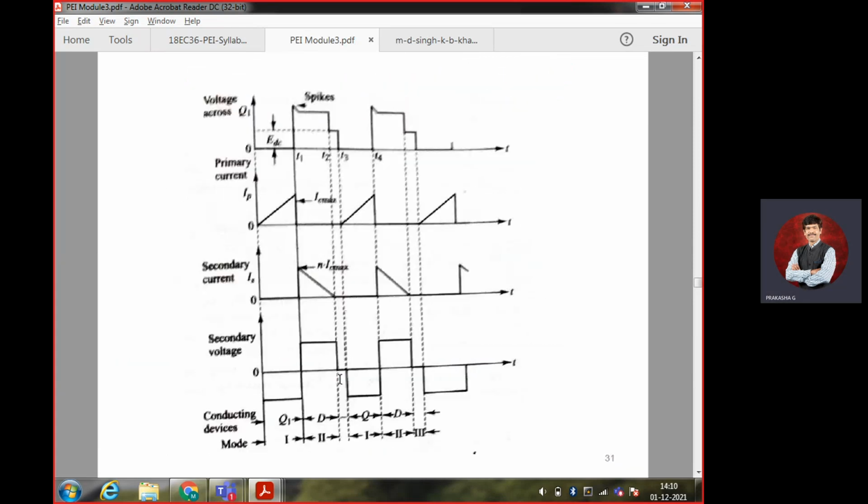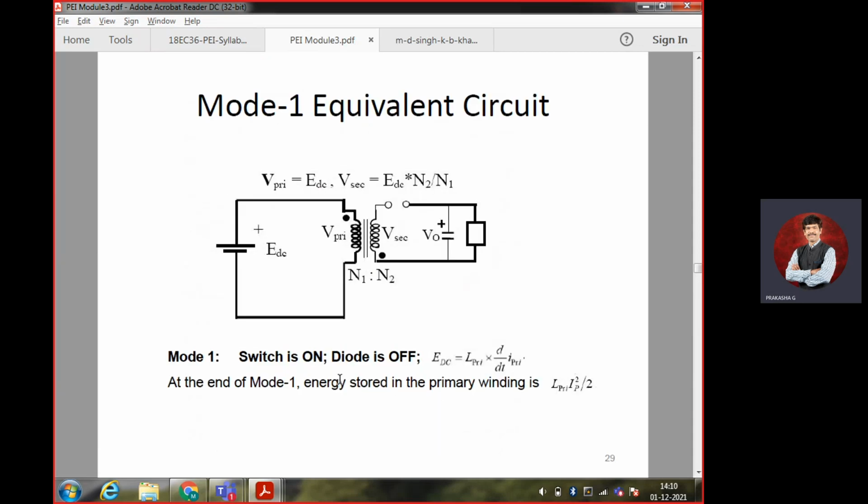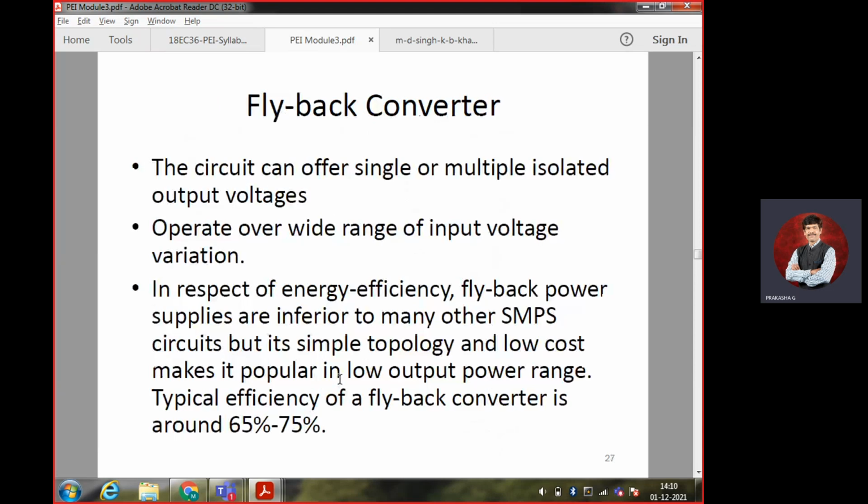Let me stop it now, because I'm going to cover all the modes at one time. The three different modes can be covered so that we are able to get the difference between all three modes.